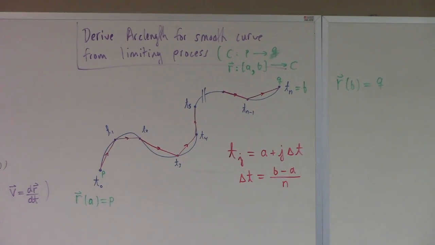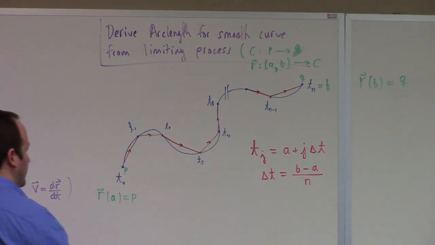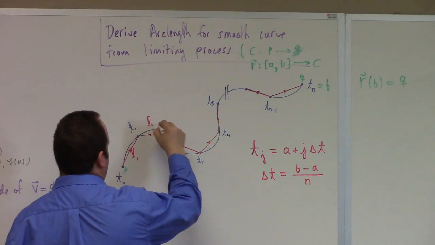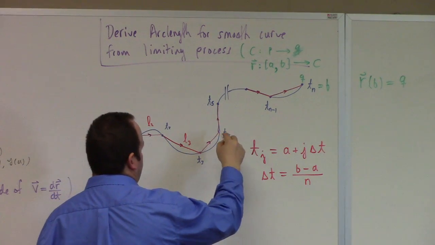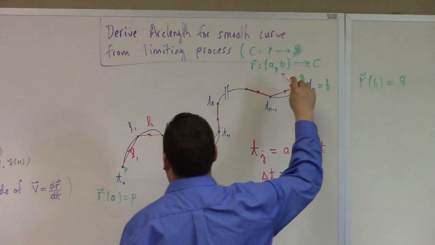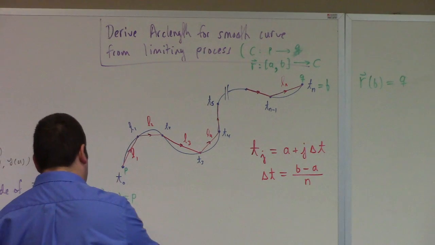Okay. What's the length of one of these arcs? If we say that this is L1, this is L2, this is L3, here's L4. How many are there? This is the nth one, right? So the total length is what?